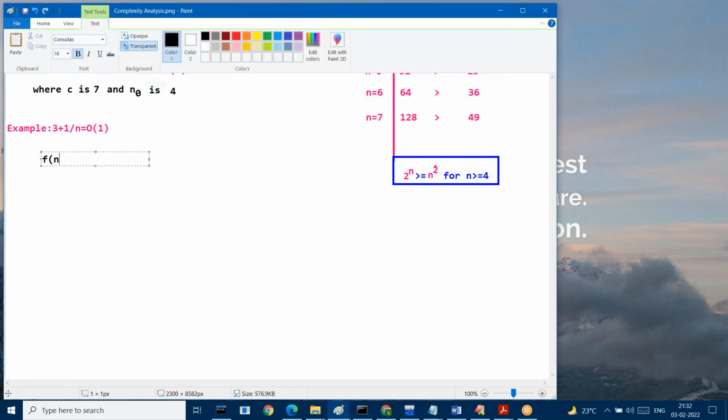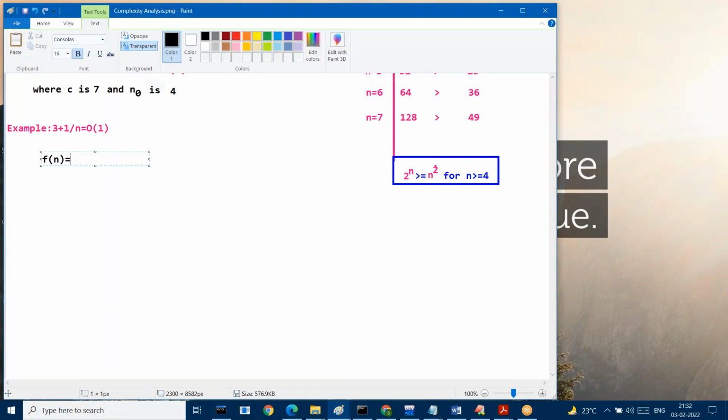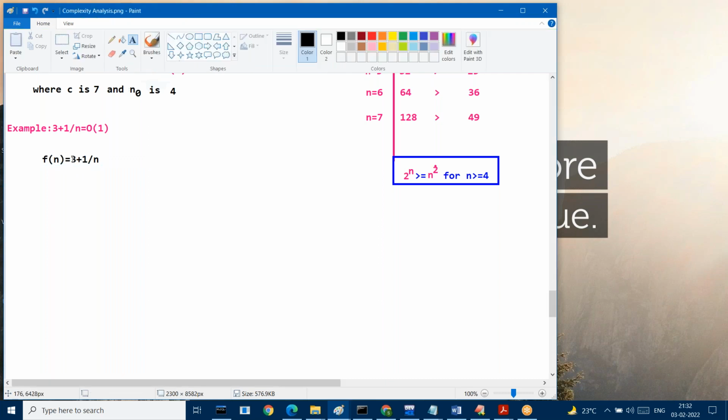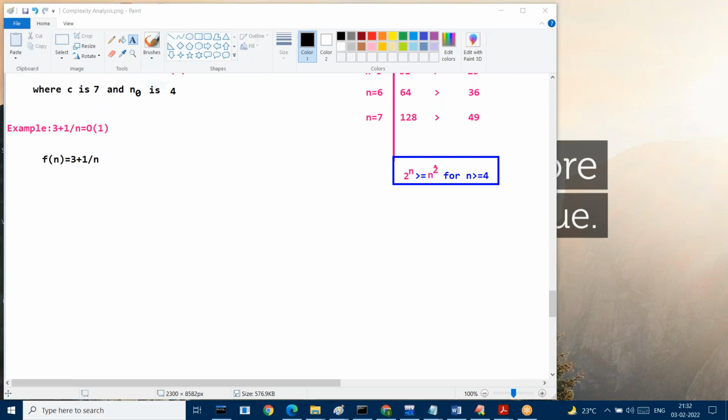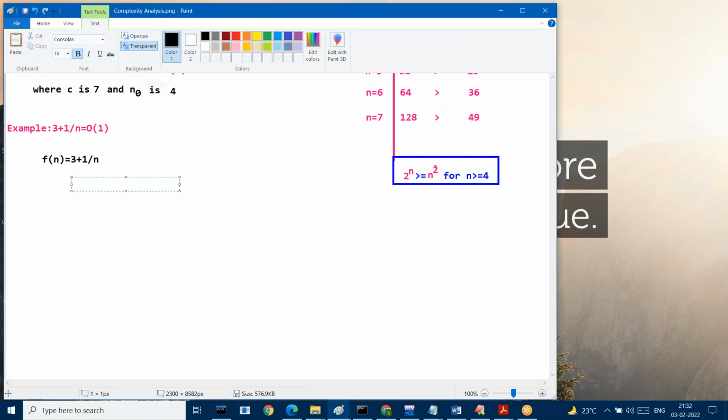Let us assume f of n. f of n indicates the function of n. So f of n is equal to 3 plus 1 by n. This is the function of n they have given. Now, what is the constant here? 3 is the constant here, right? And I have to prove it as big O of 1. So if I see the constant values, here 3 and here 1, we can write 3 plus 1 by n is less or equal to 4.